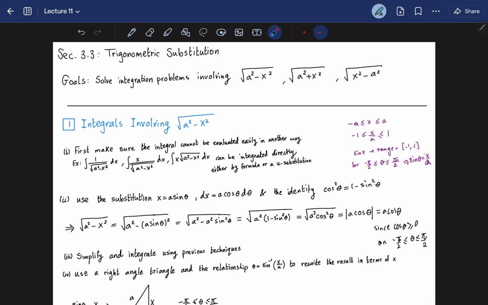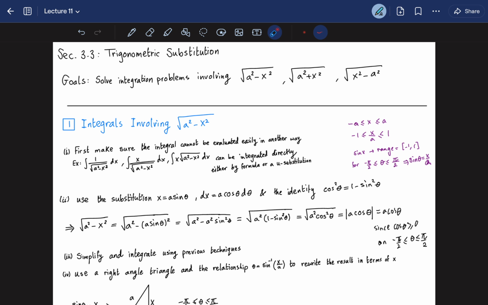Because any theta between negative pi over 2 and pi over 2 would give me negative 1 to 1, and x over a is just negative 1 to 1. So we're going to identify this to be this. You'll see why this is useful in a bit.